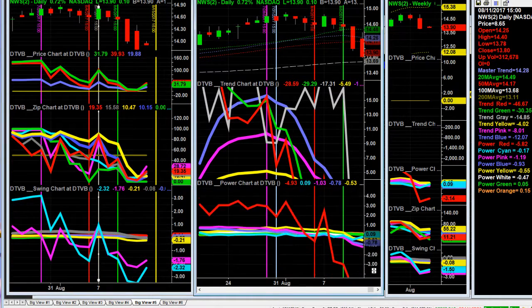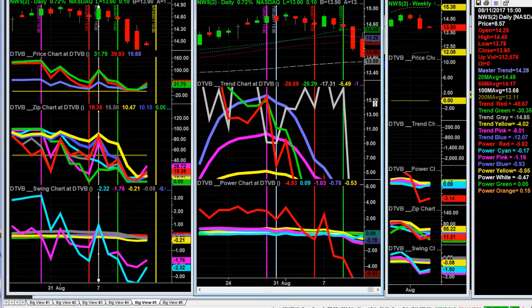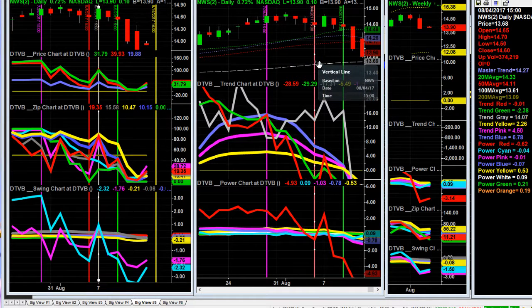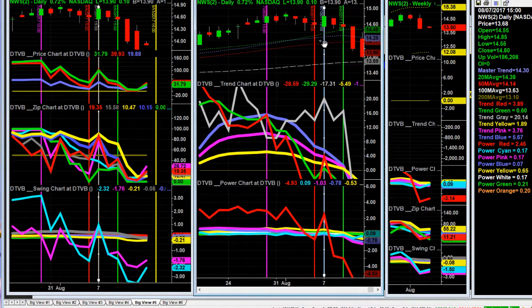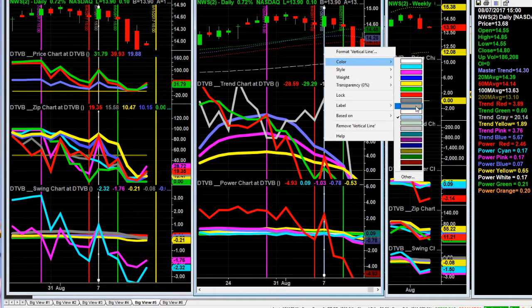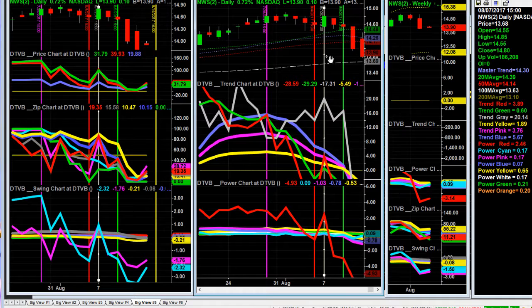The other thing that I'll point out here too is on the day that we had the rally, I will move the vertical light blue line over to the green candle here. I'm actually going to change this to gray so it corresponds with this other gray line over on the other side. So the two charts both show gray.